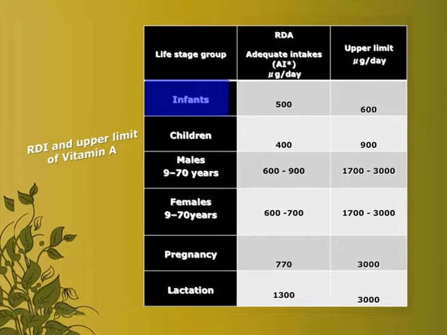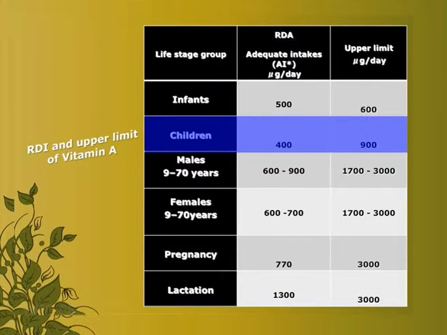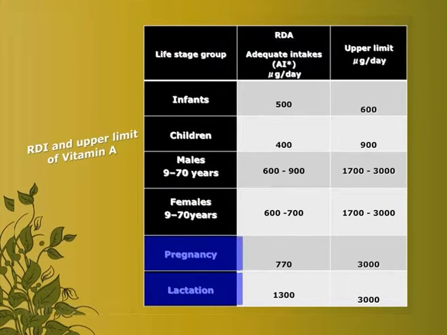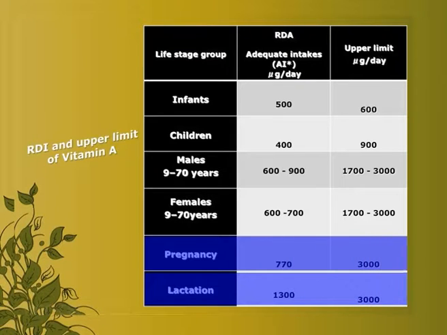For infants, it is 500 microgram per day and the upper limit is 600 microgram per day. For children, it is 400 and 900 microgram. For males between age 9 to 70 years, the RDA varies between 600 to 900 microgram per day and the upper limit is 1700 to 3000 microgram per day. The highest being for pregnant and lactating women, which is up to 1300 microgram per day, and the upper intake level is set at 3000 microgram per day.